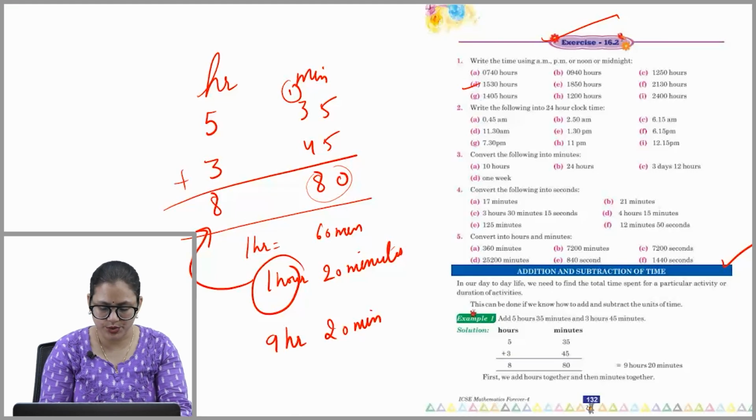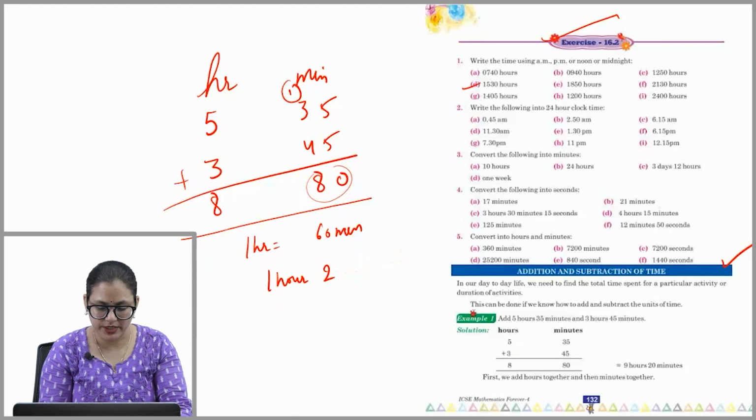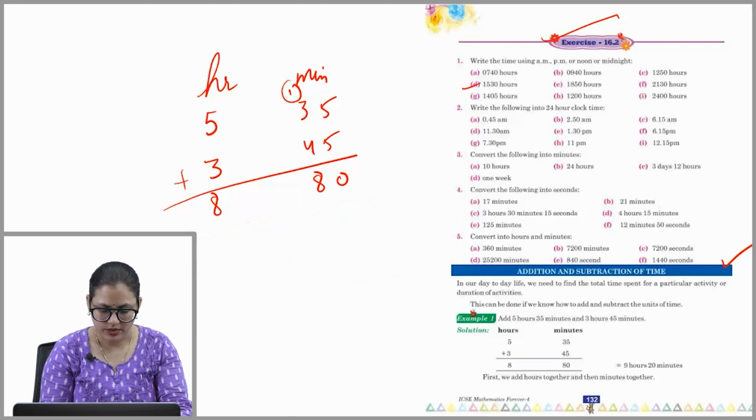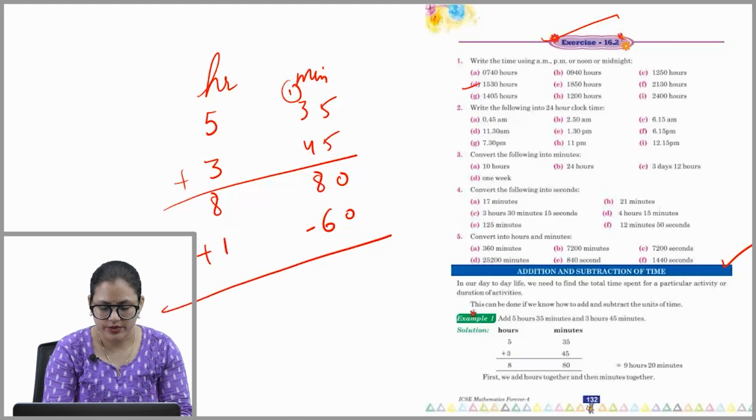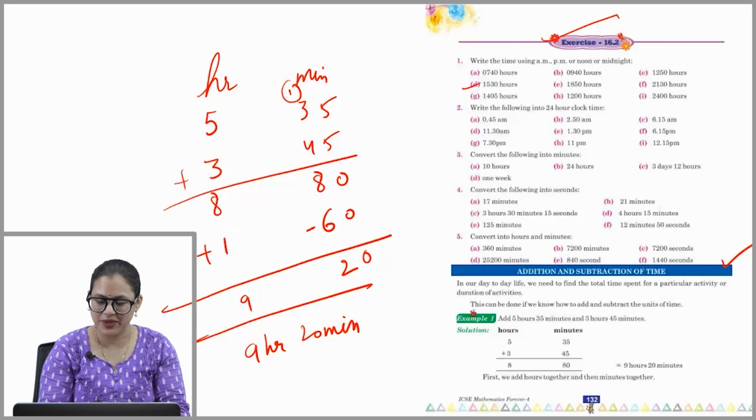Or alternatively, what you can do is, see, have a look. If the number of minutes is more than 60, what will you do? Subtract 60. You are subtracting 60 minutes, which means you are adding 1 hour here. So 9 hours 20 minutes is the answer.